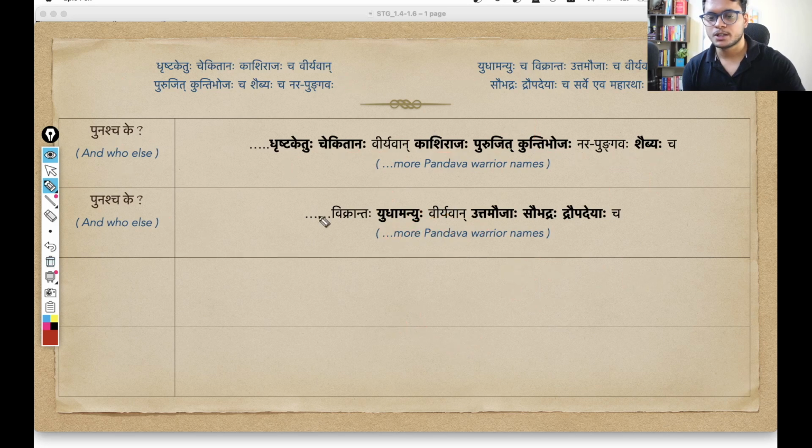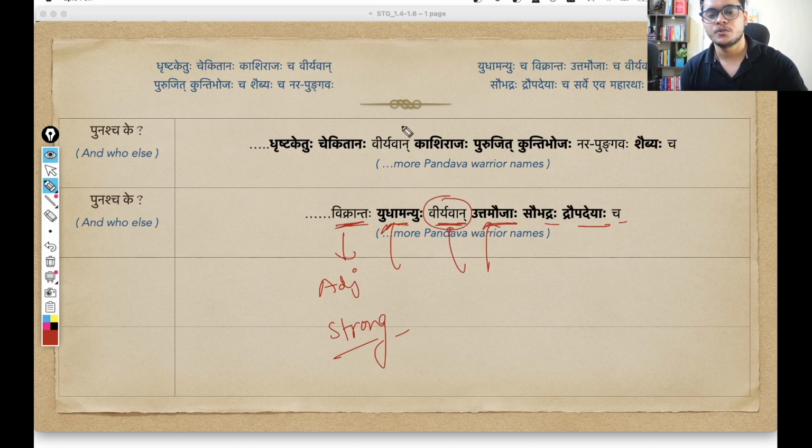Now all these different names: Yudhamanyu, Uttamauja, Saubhadra, Draupadeya Cha. Yudhamanyu is again one of the warriors on the Pandava side. Uttamauja is again one of the warriors from the Pandava side. Yudhamanyu is being described as Vikranta, again an adjective that simply means strong, someone who is very strong. Uttamauja is being described as Viravan. We have seen this word already; it simply means very skillful, courageous.